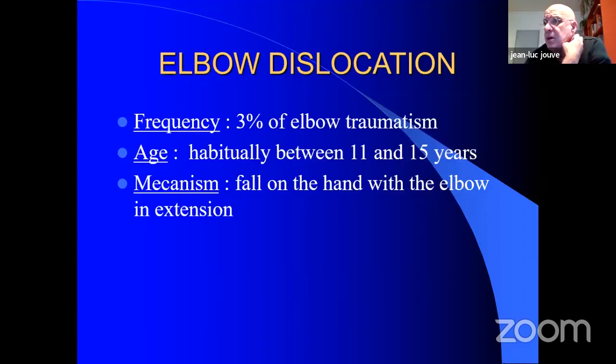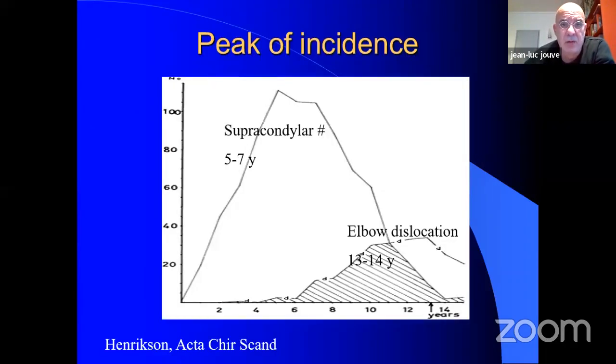Usually, we say that in the little kid, there is a supracondylar fracture, but in adolescence, the bone becomes stronger, and the patient makes elbow dislocation rather than supracondylar fracture. The mechanism is the fall on the hand with the elbow in extension, and you see the peak of incidence. The supracondylar fracture has this peak of incidence between 5 and 7 years, because at this age the bone is not as strong as the ligament, but in adolescence the peak of incidence is 13 or 14 years, because at this age the bone has become stronger and the ligament fails.